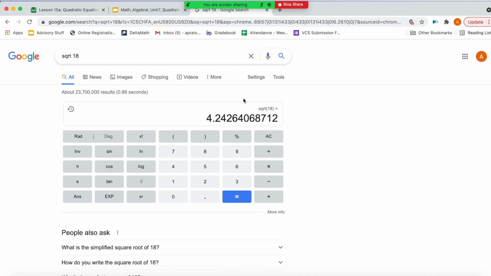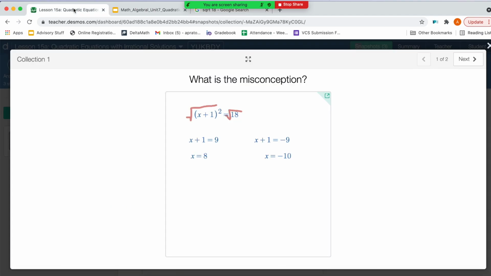And so we can round this if we want to, or we could just keep it as x plus 1 equals the square root of 18 and x plus 1 equals the square root of negative 18. And that's what we're going to be working with in this lesson and some upcoming lessons: we're going to talk about and learn about when our solutions to quadratic equations aren't these nice rational numbers, but instead are irrational numbers.